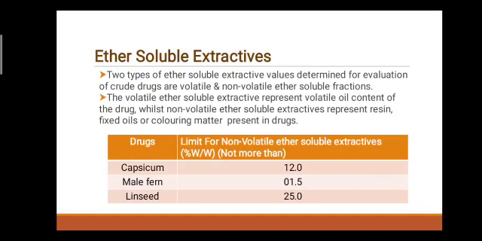For example, the drug capsicum contains capsaicin. Limit for non-volatile ether soluble extractive is not more than 12% weight by weight. Second one, methi. The limit for non-volatile ether soluble extractive is not more than 1.5% weight by weight. And third, linseed. It contains limit for non-volatile ether soluble extractive not more than 25% weight by weight.